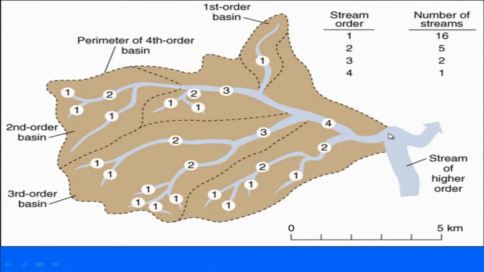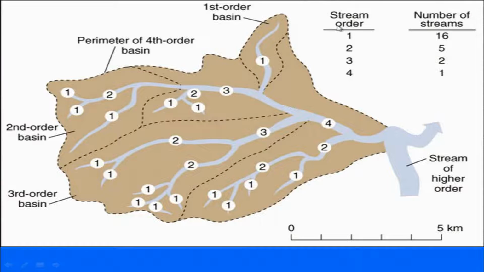But if we take only this area of the drainage basin, then this becomes the fourth order basin, whereas the sub basins marked by the dotted line show that these are second order basins, and this one is a third order basin, and even this is a second order basin, and this one is a first order basin.